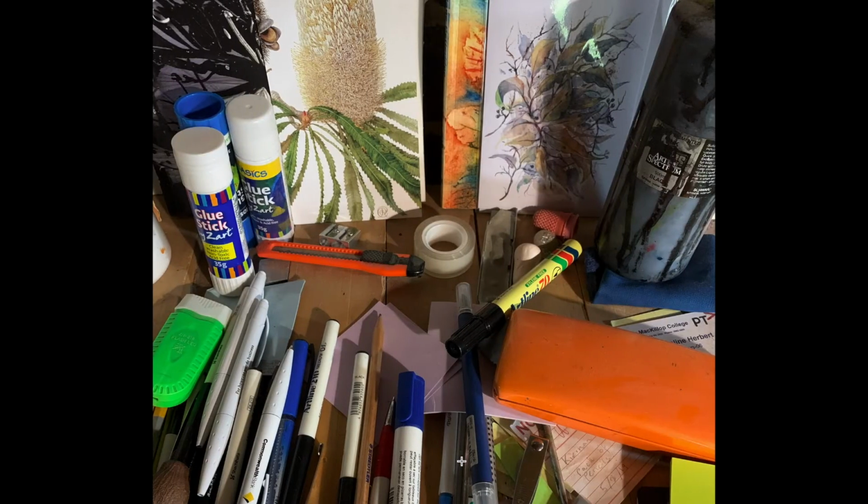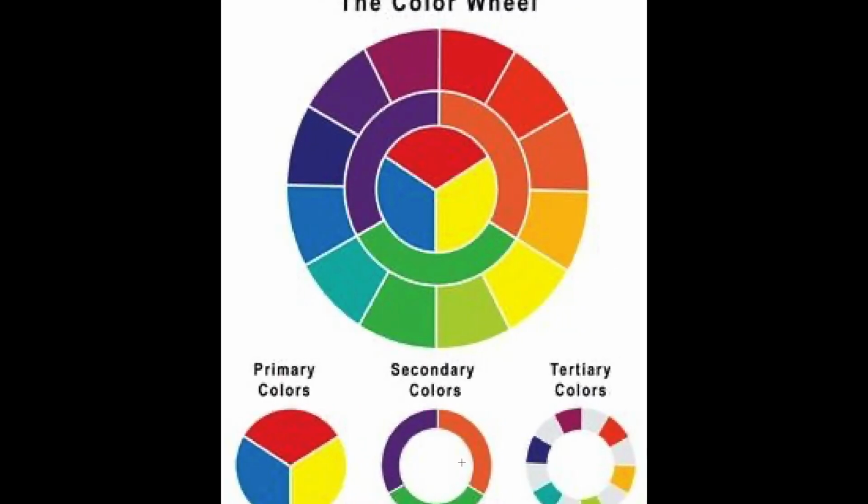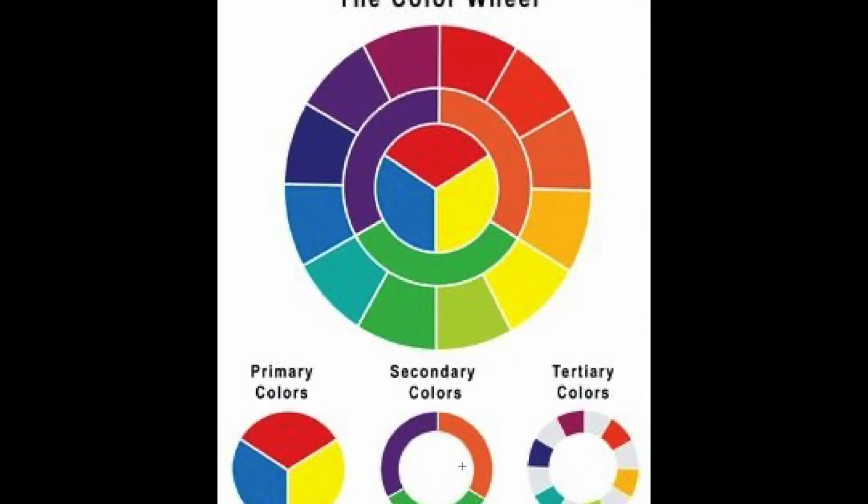Now hue is a pretty cool art term. Hue is the name of a colour. Now when you're looking at hue, you can also have value, and value is the light and dark of a colour, and saturation, which is the brightness or dullness of a particular colour.